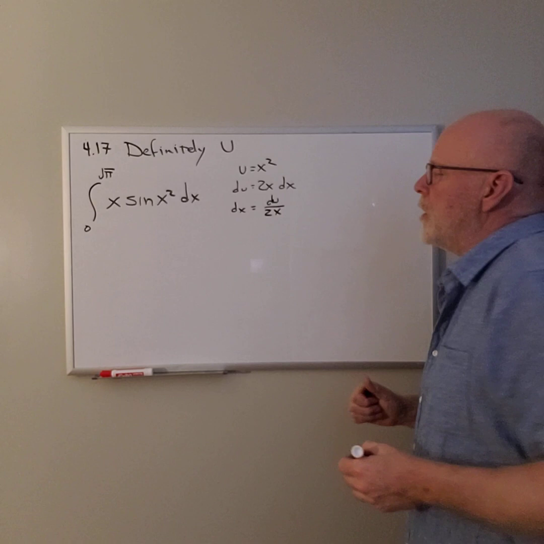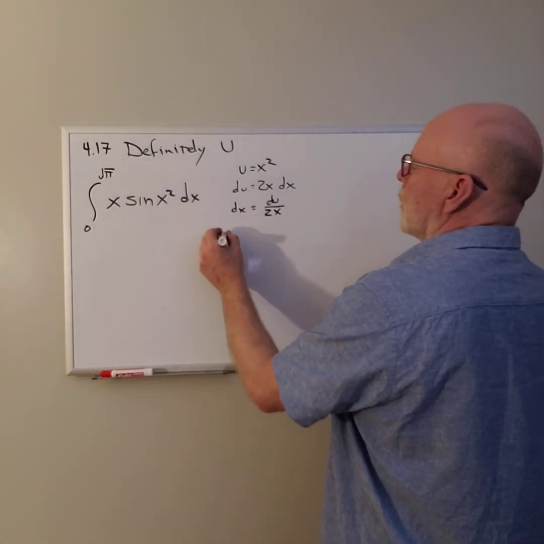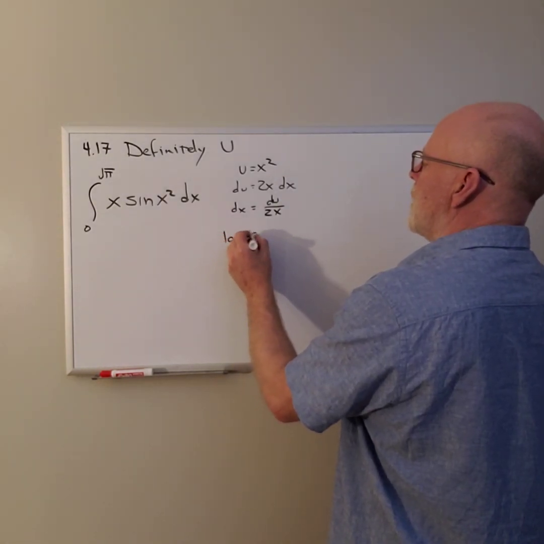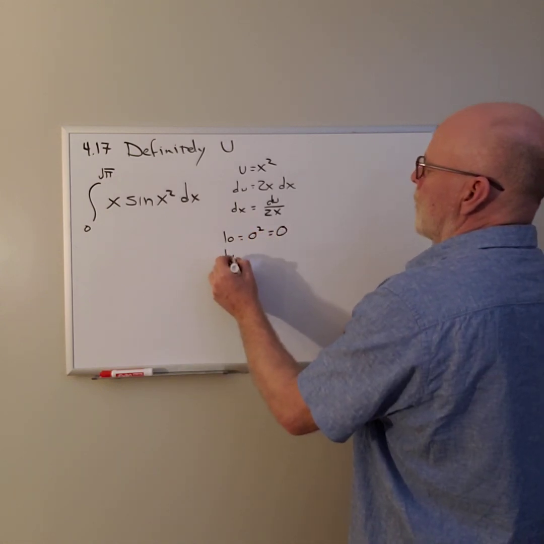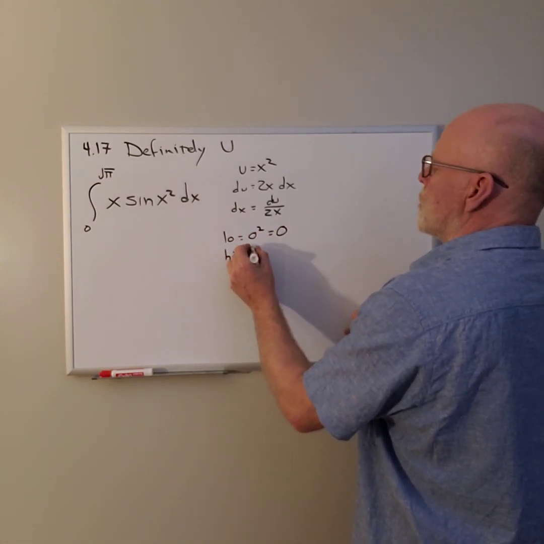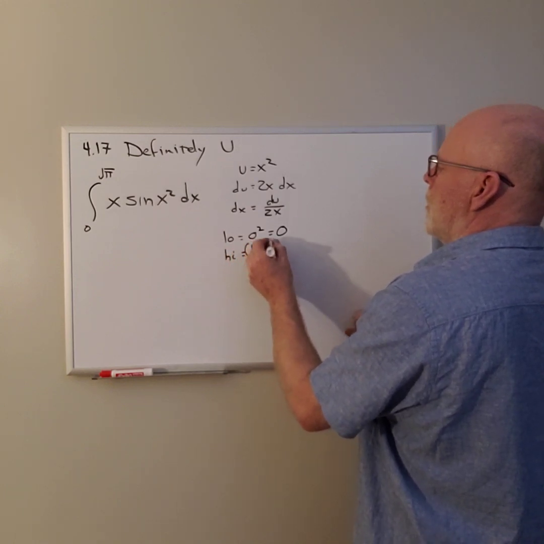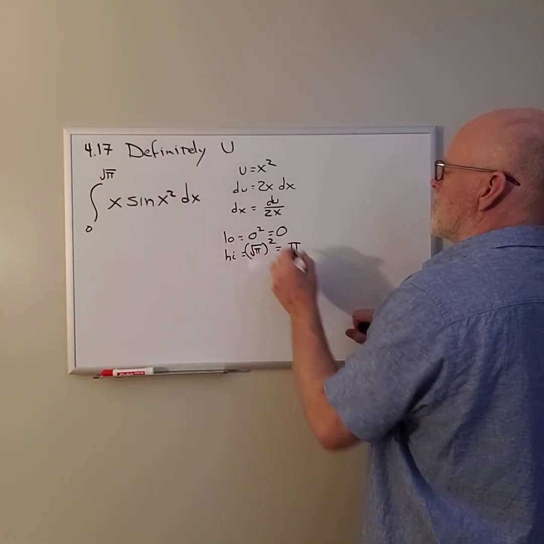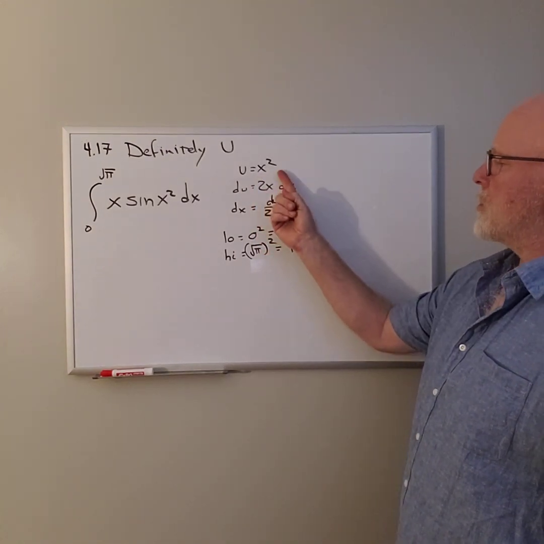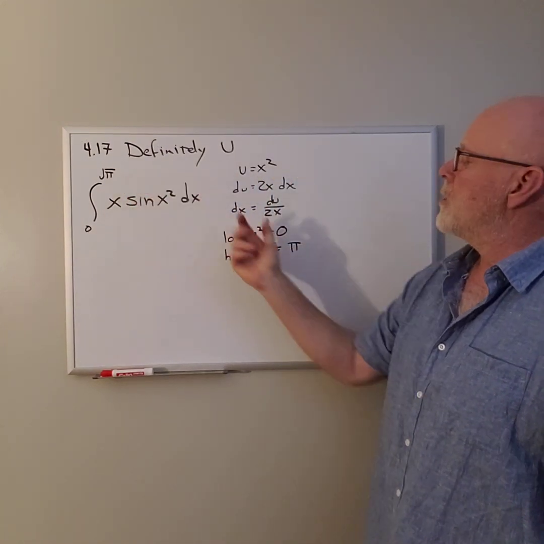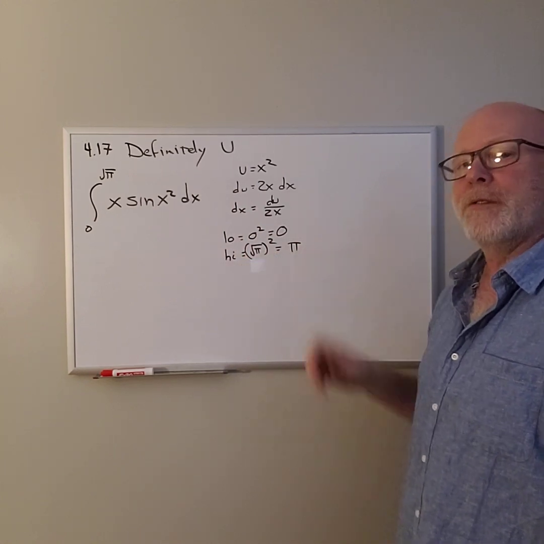The difference here is we need to adjust our limits. So our lower limit is going to be 0 squared, which is 0. And our upper limit is going to be the square root of pi squared, which is just pi. And the reason we're squaring, right, is because u is equal to x squared. These are x values, so we want to square them to convert them to u values.